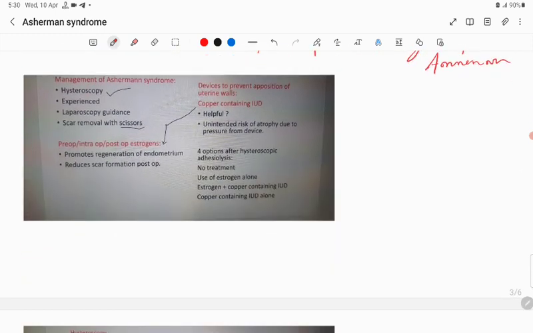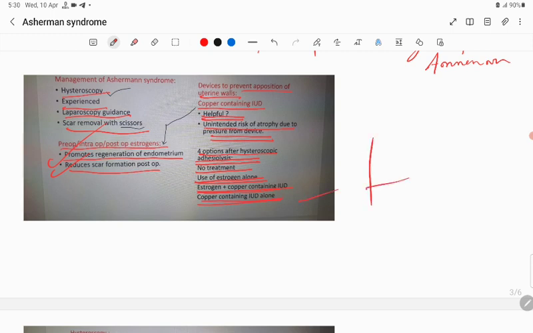Regarding the management of Asherman syndrome, usually you do hysteroscopy, with laparoscopy guidance if needed, for scar removal. Pre-operative and post-operative estrogen promotes regeneration of the endometrium and reduces scar formation. A device to prevent apposition of the uterine walls, such as a copper-containing IUD, is helpful, though there is a risk of atrophy due to pressure from the device. There are 4 options after hysteroscopic adhesiolysis: no treatment, estrogen therapy alone, estrogen plus a copper-containing IUD, or a copper-containing IUD alone.